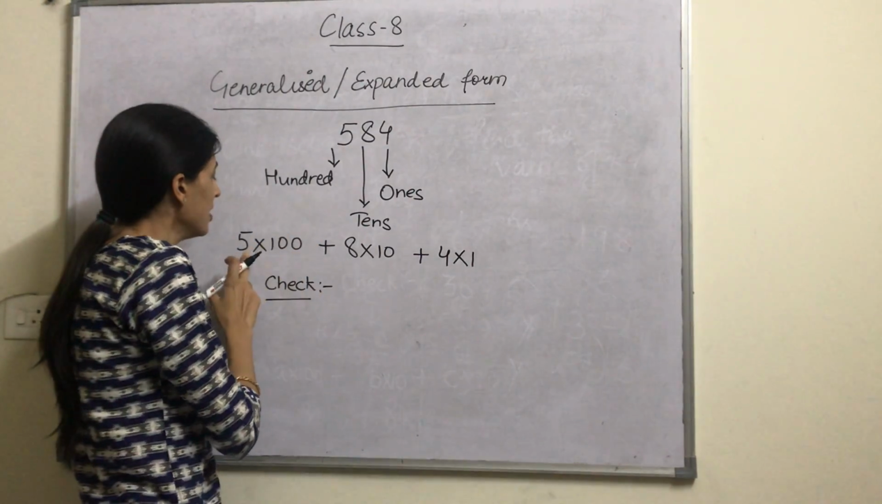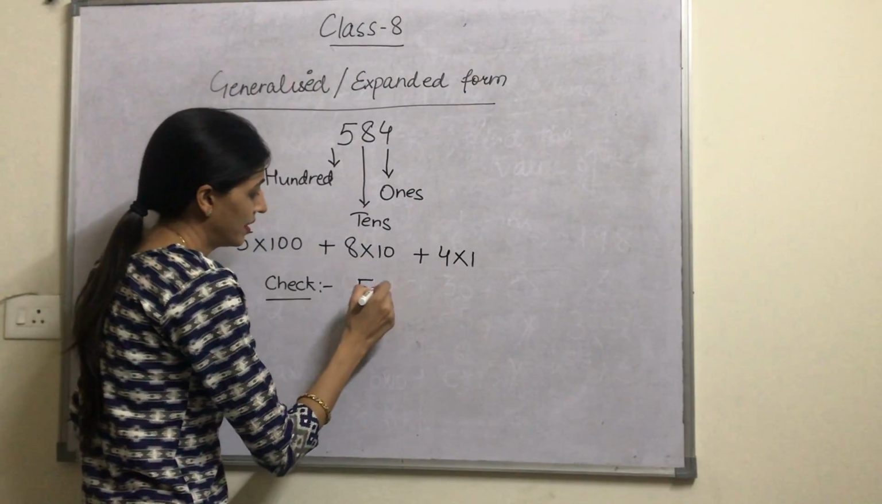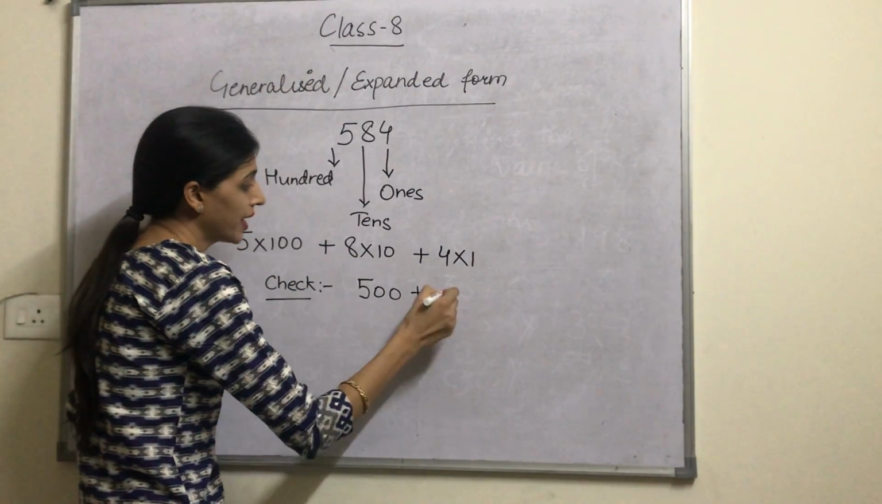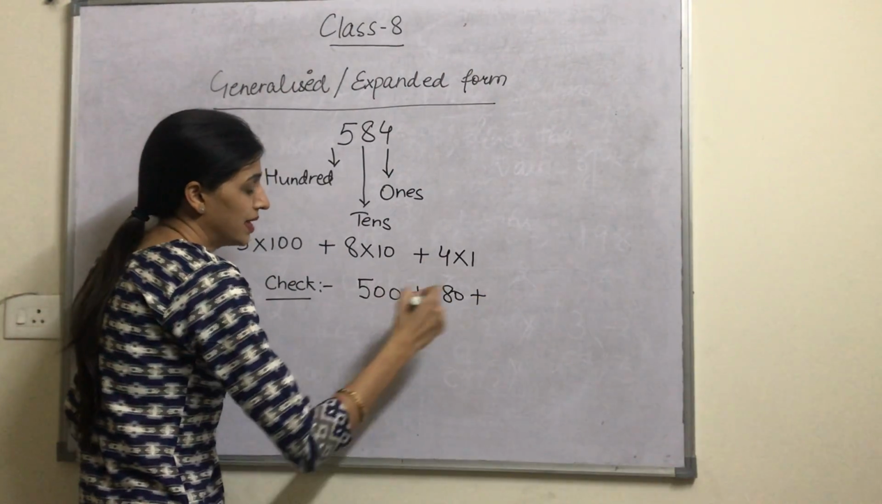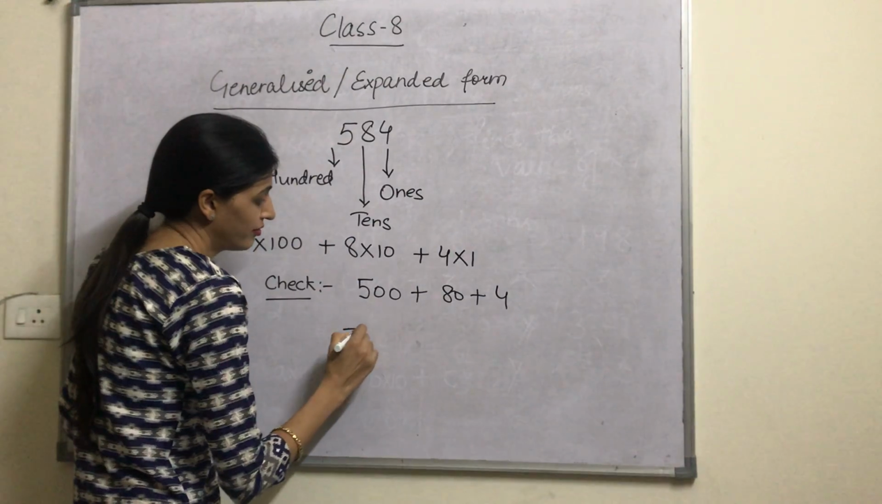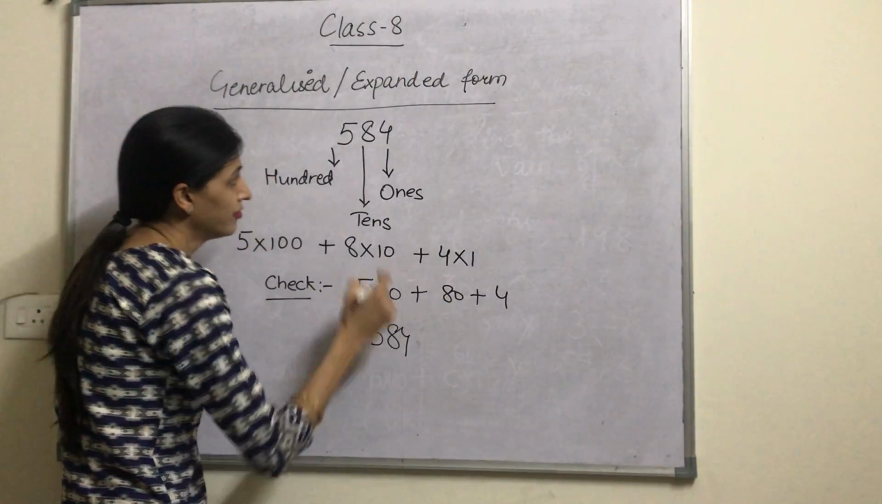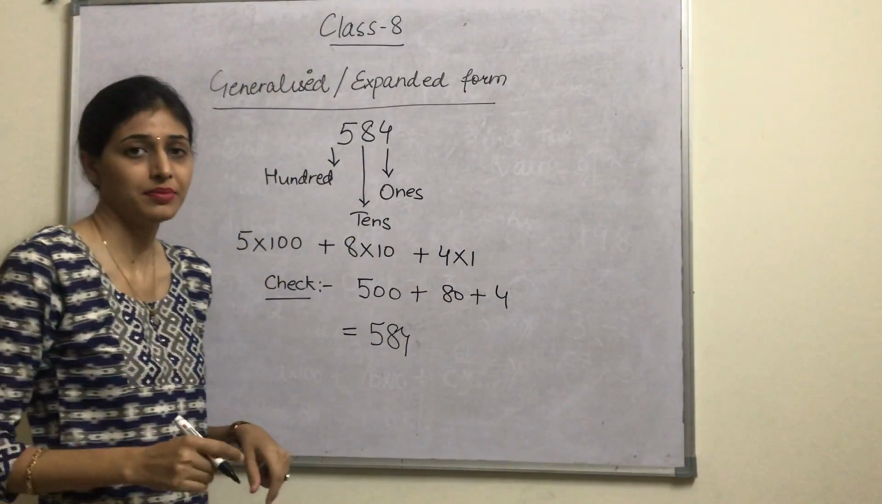How you have to check? 5 into 100, 500. Plus 8 into 10, 80, plus 4 into 1, 4, 584, which is your original number.